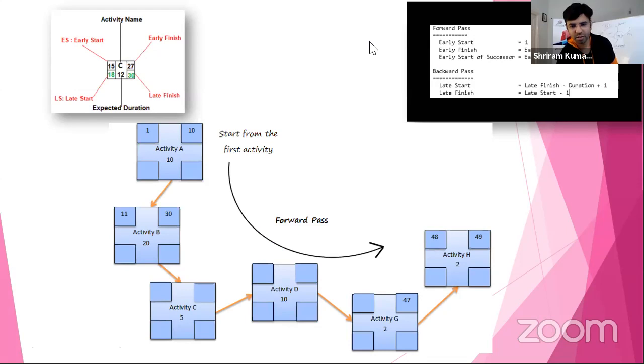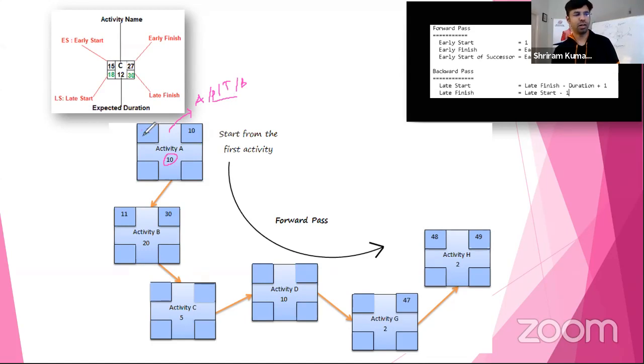Quickly, some calculation. I'm not going to go so deep inside. I just want to give a heads up because this can help you. In every activity, we have a center point which is called duration. Duration can be 10 days, 10 months, 10 weeks. How do you calculate this duration? You should have calculated it using the analogous method, parametric method, three-point method, or bottom-up estimation. Some form you would have calculated, right?